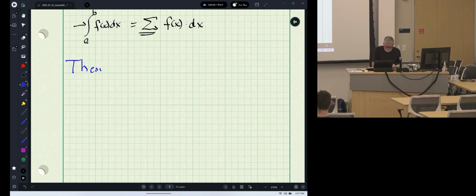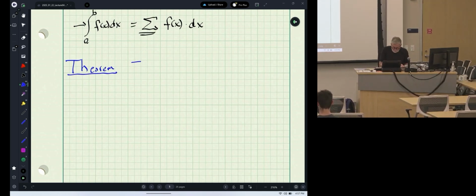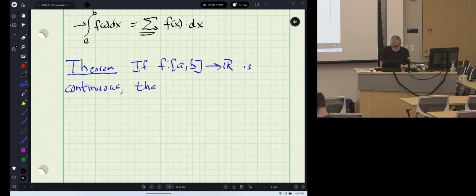Theorem. As we mentioned earlier, those max and mins exist. So for all functions f that take [a, b] to the reals that are continuous, the Riemann integral exists.